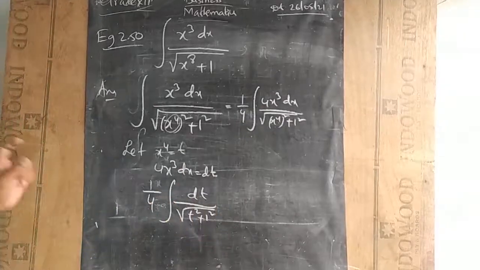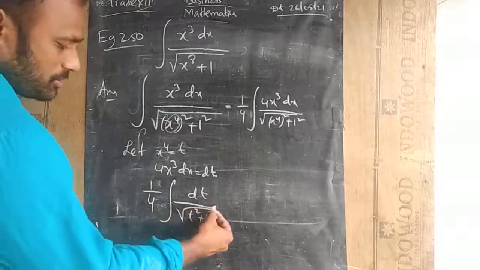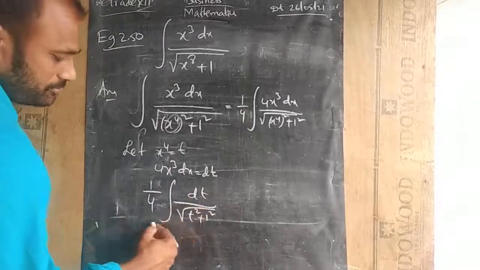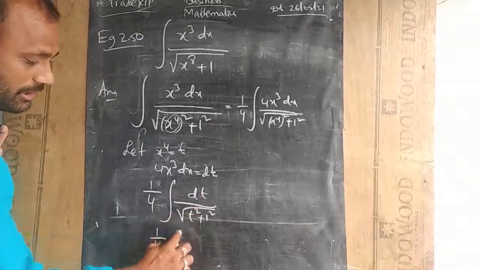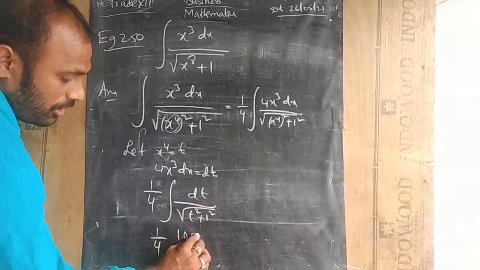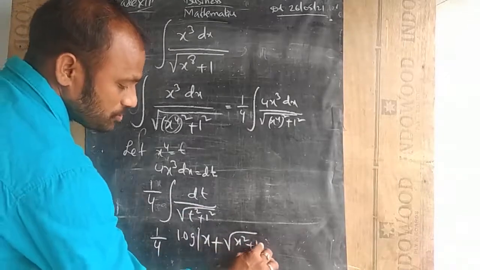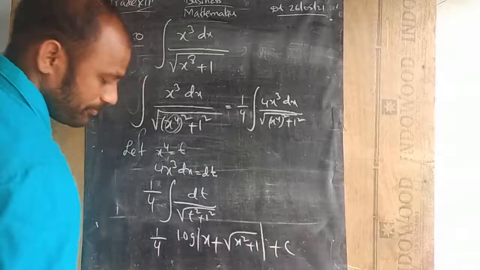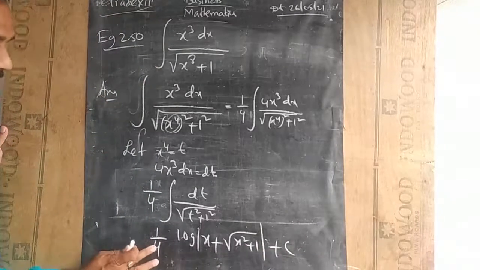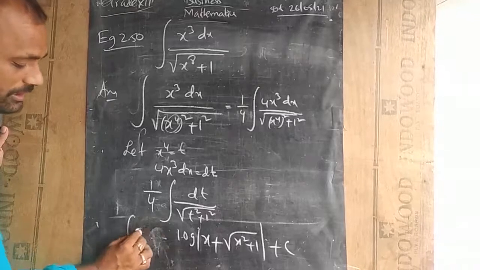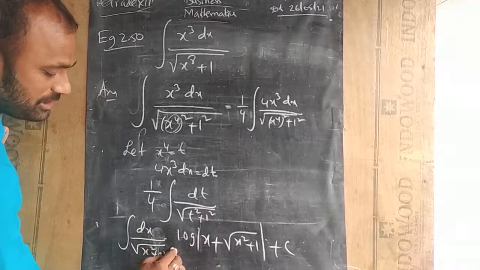Now it became a normal form, but in place of x there is t, which we have to remember. We will replace it later. If it is in this form, what can we write? 1 by 4 integral, what is this formula? Log of x plus root of x square plus 1, here with t. This is the formula for the integral dx by root of x square plus a square.